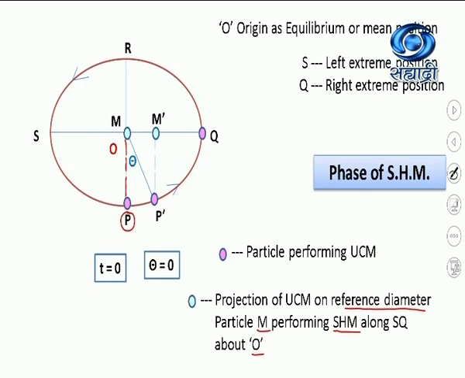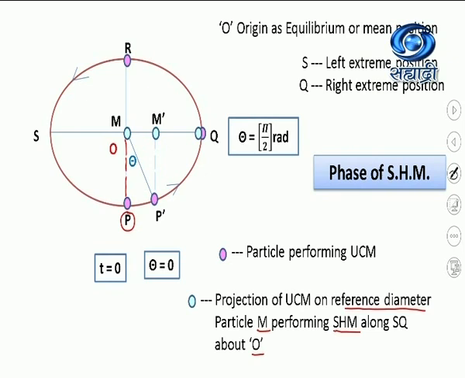Further, if particle P reaches Q, then the projection of Q lies there itself. So this is the position of particle M. That means it has reached the positive extreme or right extreme position. That means it has completed 1/4 oscillation. So over here, the theta value is 90 degrees or pi by 2 radian. So the phase at this position is pi by 2 radian.